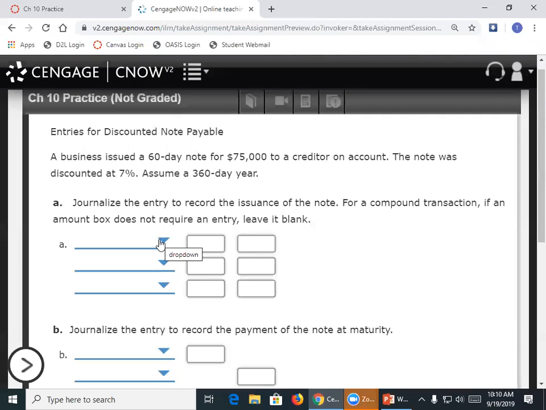So this one was on account. What would I debit if it's a note on an account? Accounts payable, good. Accounts payable gets debited, and we debit it for the proceeds value, so the face value minus the discount. If we were getting cash, we would debit cash here, right? It's just which account, what are we settling? We're settling an accounts payable, we're not getting cash. Okay. What else do I debit?